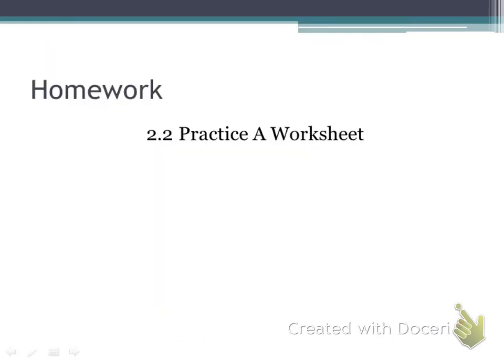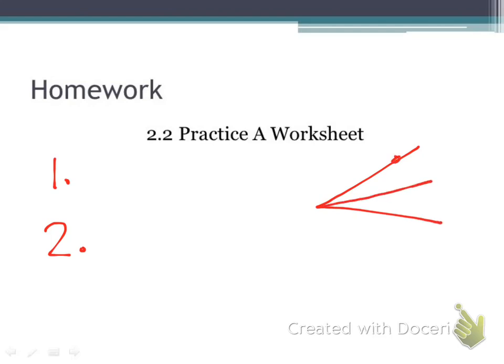Your homework tonight is worksheet 2.2, practice A. So once you guys all get a copy of this, I want to talk through those fill-in-the-blank problems. I find those to be the most challenging. So let's go ahead and look at number 1 and number 2. We are given this diagram.